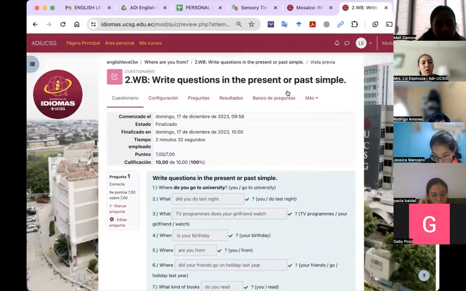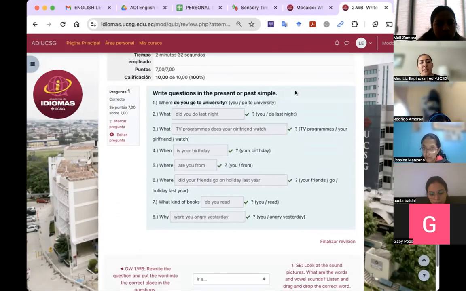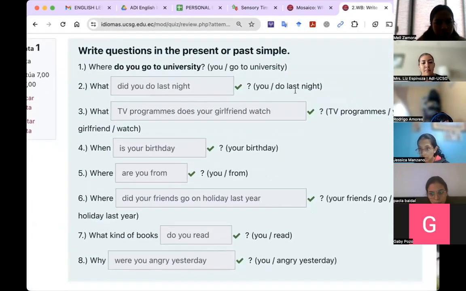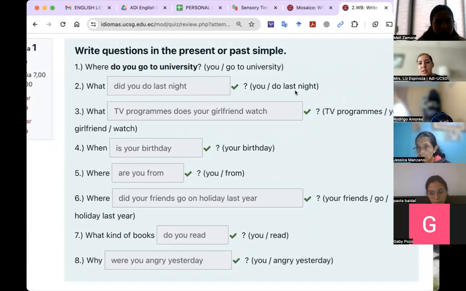Very nice. Okay, just in case, this is the activity 2WB, write questions in present or past simple. Okay, please complete. You will have 2 minutes to complete. Okay, I'm going to turn my camera off for a second because I need to open something, and then I come back while you finish. Okay, please complete.